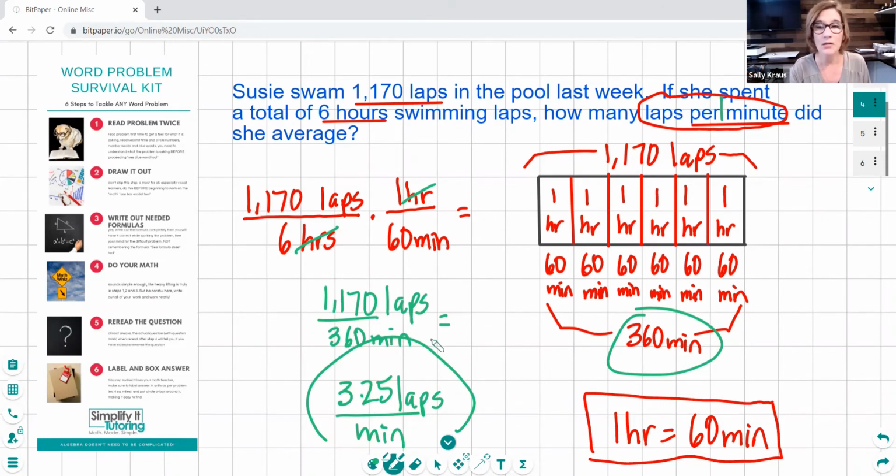That's what we did here. At this point, in this type of problem, I'm fine with you using a calculator. If your teacher tells you you cannot, then you have to do the long division. Either way, you can do it either way.